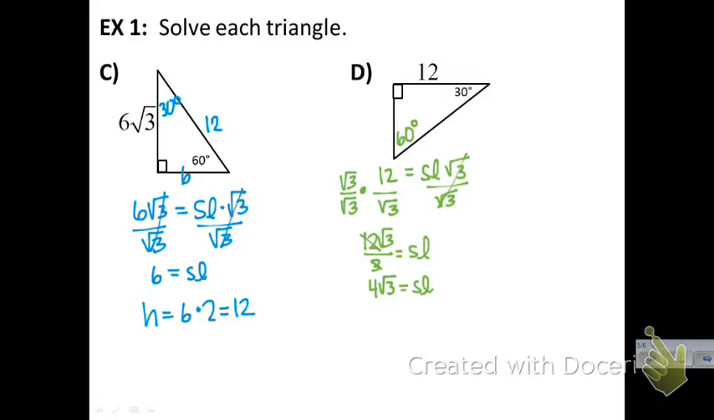From there, we're going to use the formula that says our hypotenuse is equal to the short leg, we had 4 root 3, times 2. And then we multiply the 4 and the 2 to get 8 root 3. So our hypotenuse is 8 root 3, and our short leg was 4 root 3.